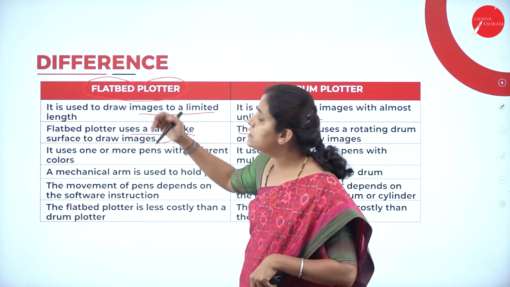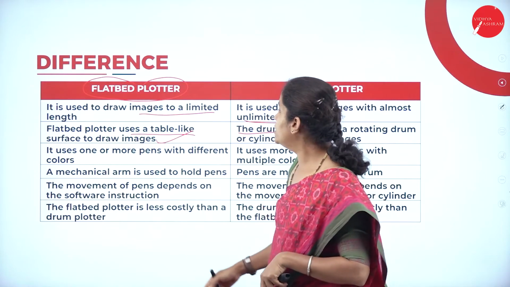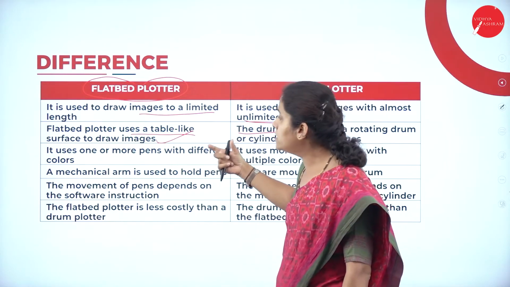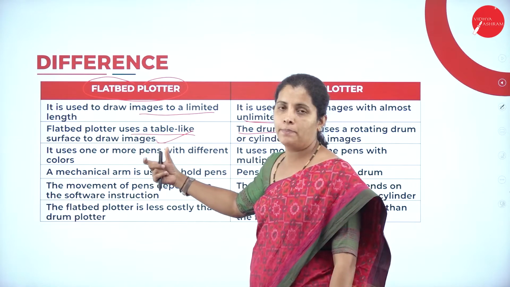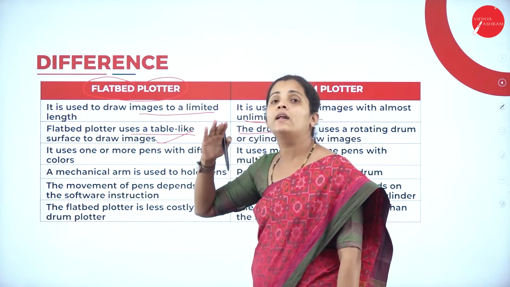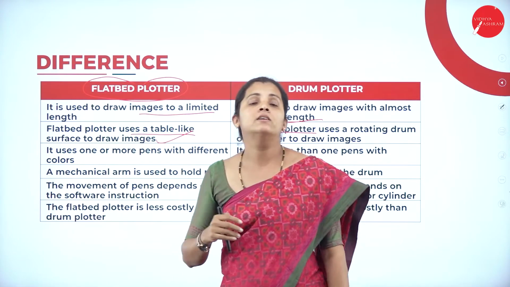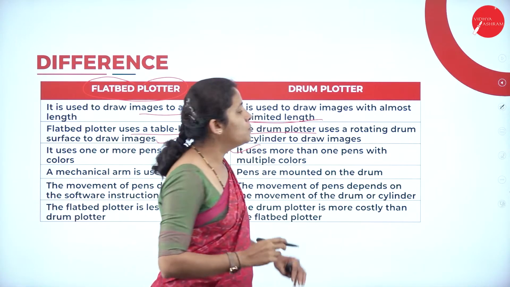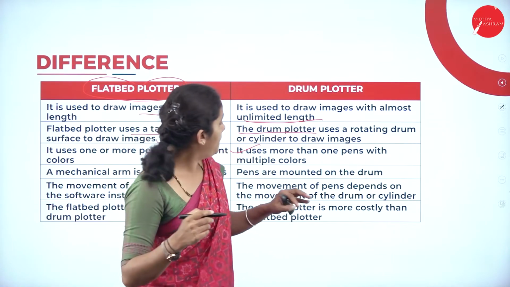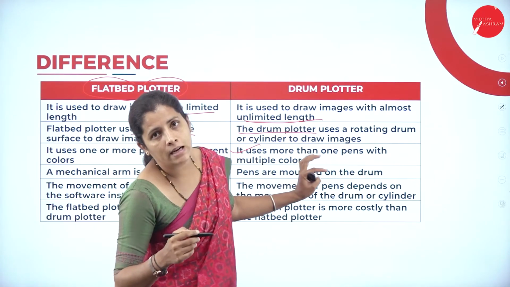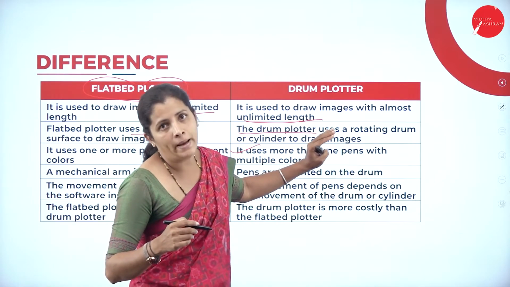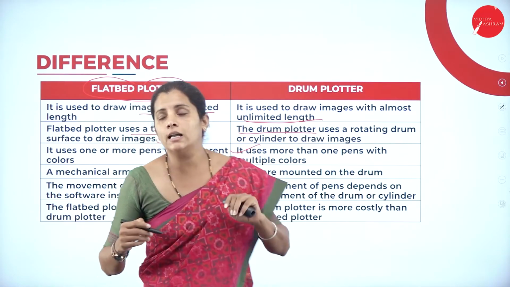Then the third difference: a flatbed plotter uses one or more pens with different colors, whereas a drum plotter uses more than one pen with multiple colors.